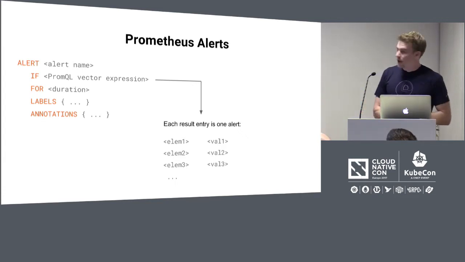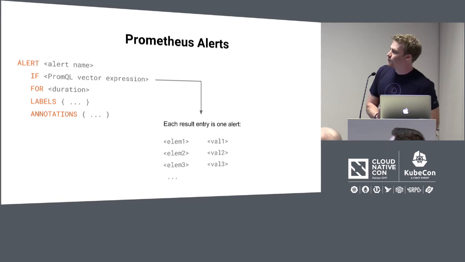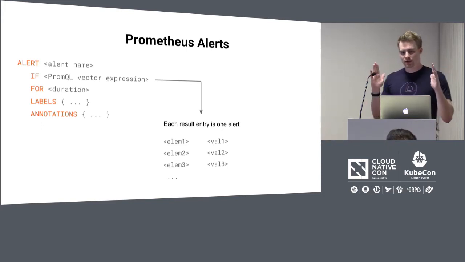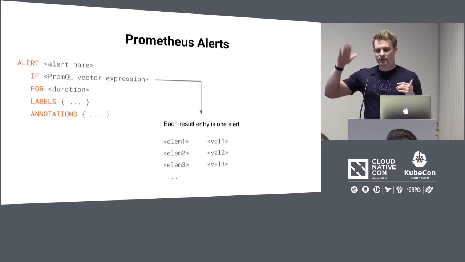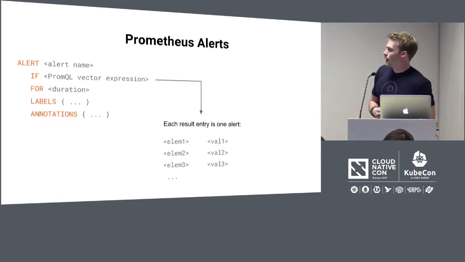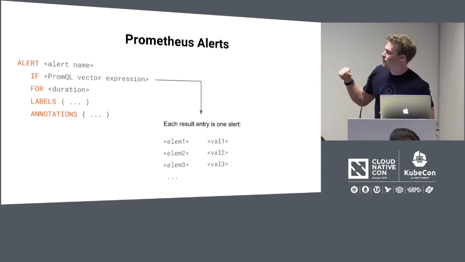And then there's some other stuff in there, like the for duration, which is a grace window before we actually send out an alert, which is supposed to prevent flapping alerts, right? If a problem resolves itself within a reasonable amount of time, there's not really a reason to propagate this alert to any human. And there are labels and annotations, and we will see later how these are used.